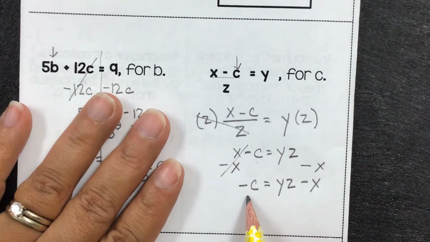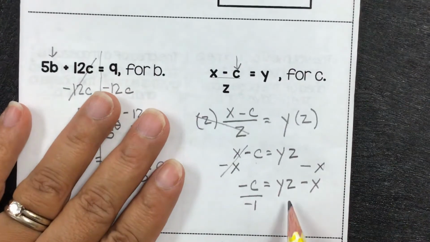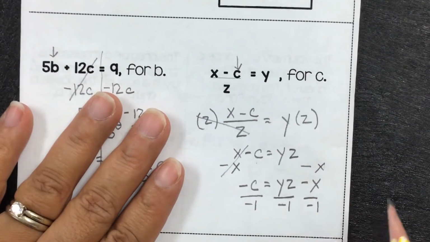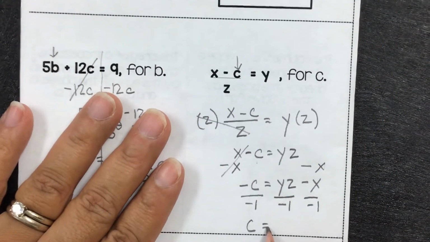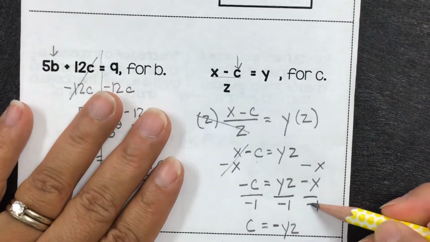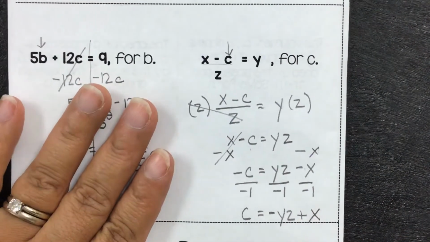Now we're going to divide by negative 1. And remember, that's the same thing as dividing everything by negative 1. C is equal to a negative YZ, and a negative divided by a negative makes a positive, so plus X.